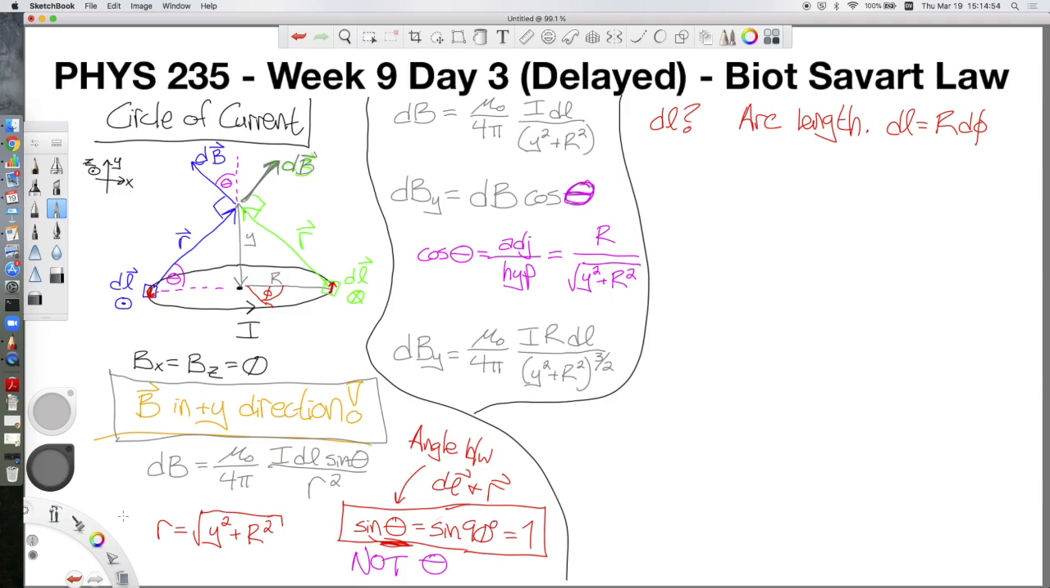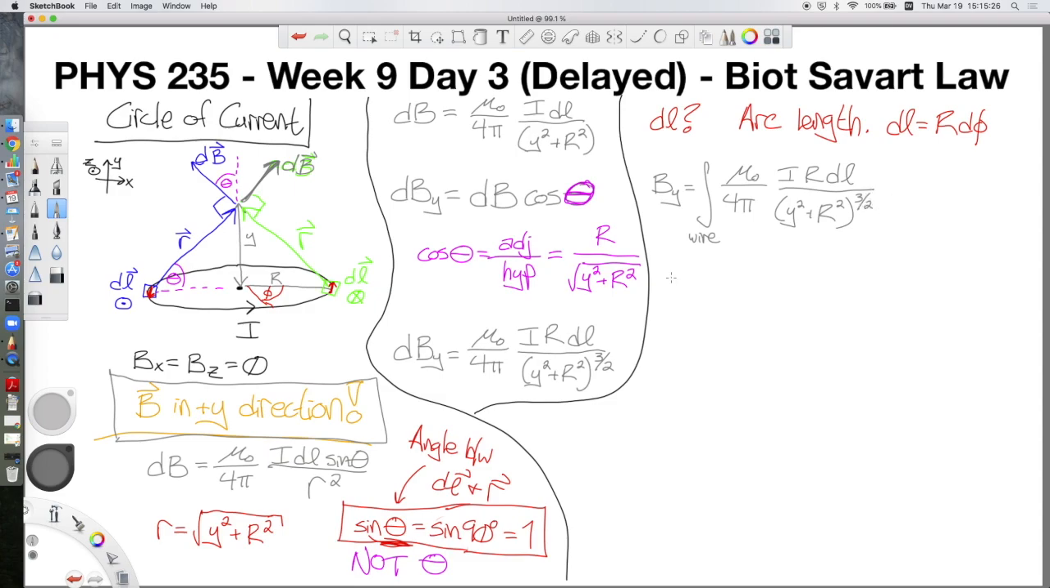And let's write out our integral for By to see what. So we're going to have the integral over the entire wire of mu naught over 4 pi times I times R times dl divided by y squared plus r squared to the 3/2. And now let's pull everything out in front of this integral that we can.